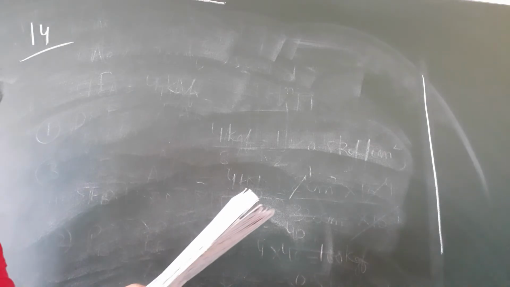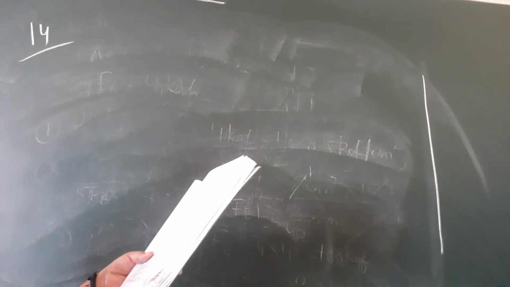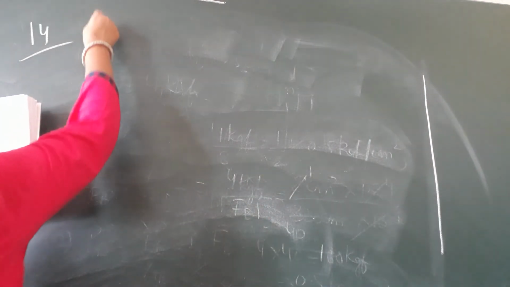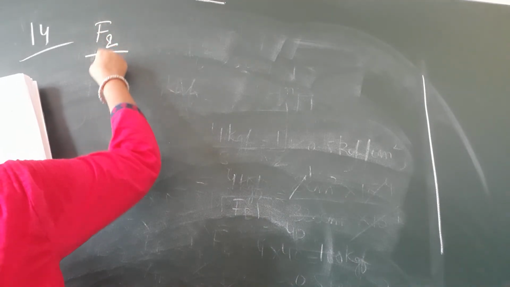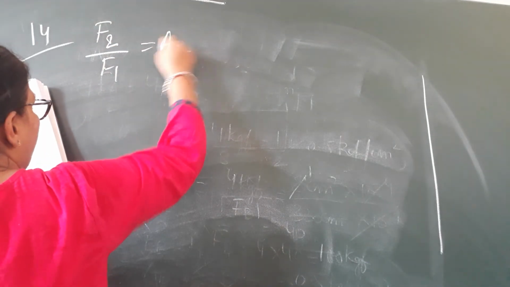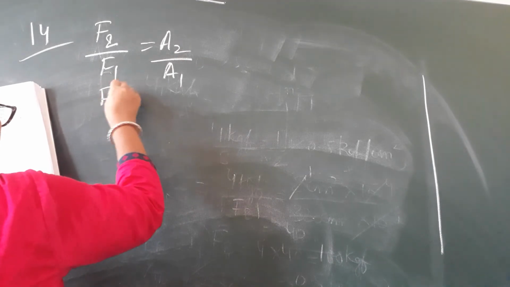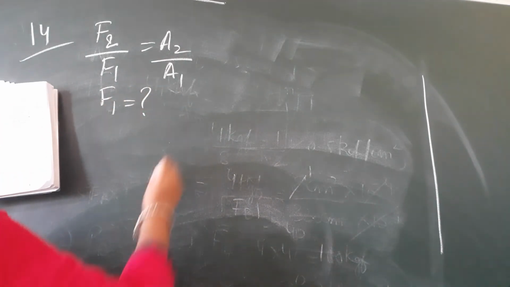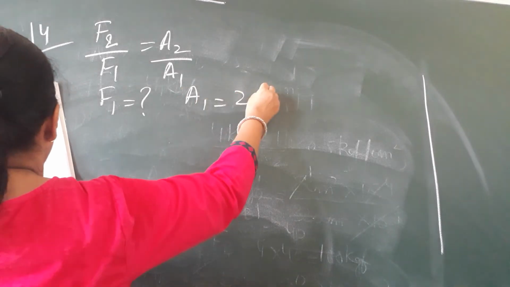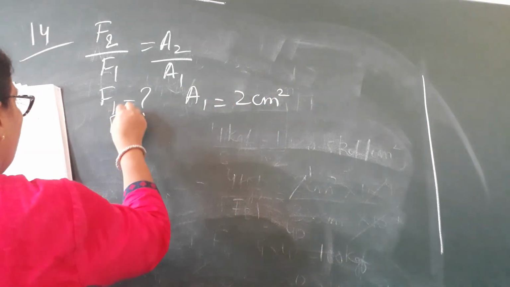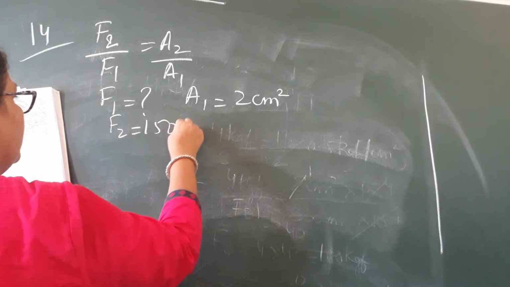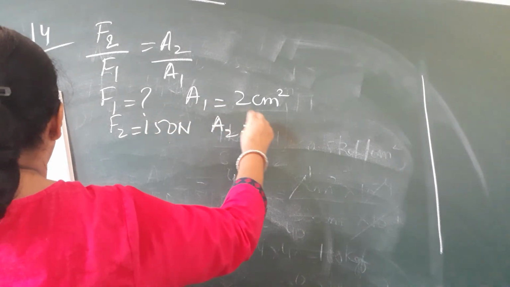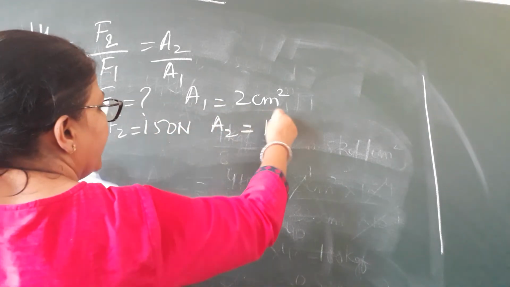Let's do the 14th numerical. It is also based on hydraulic machines. First of all, it is given what force is applied on a piston of area of cross section. So we say, let us suppose F2 upon F1 is A2 upon A1. What force? Let us take that force to be F1, question mark, applied on area A1, that is 2 square centimeters, when a force of 150 newtons is applied on an area of 12 square centimeters.